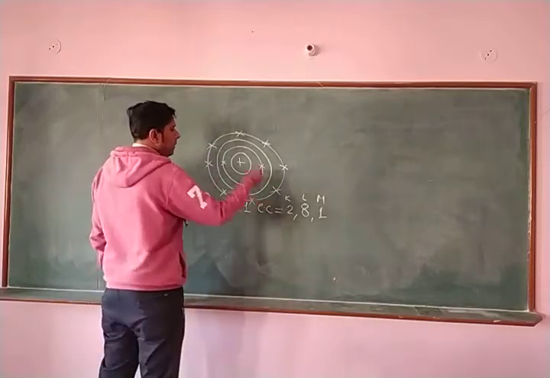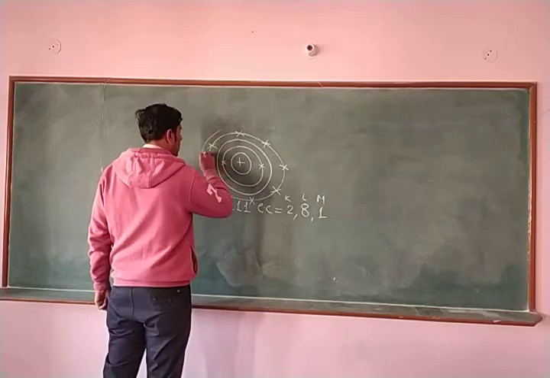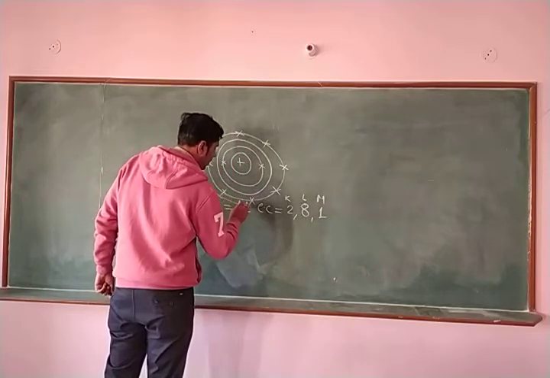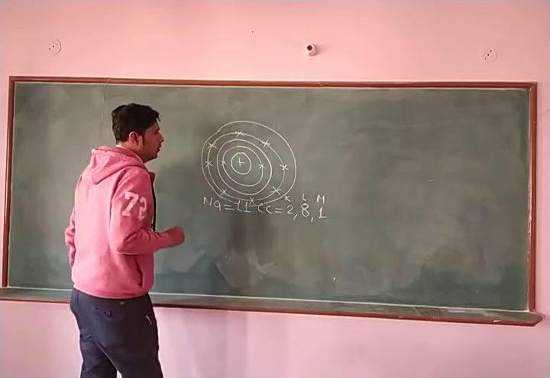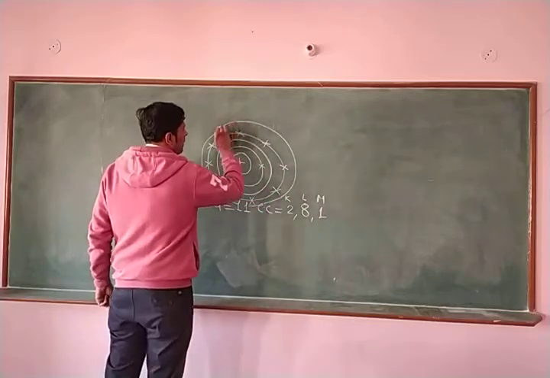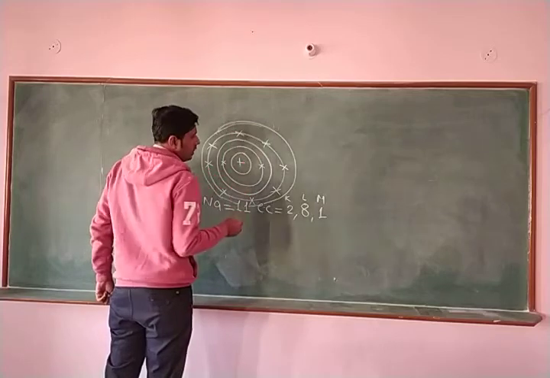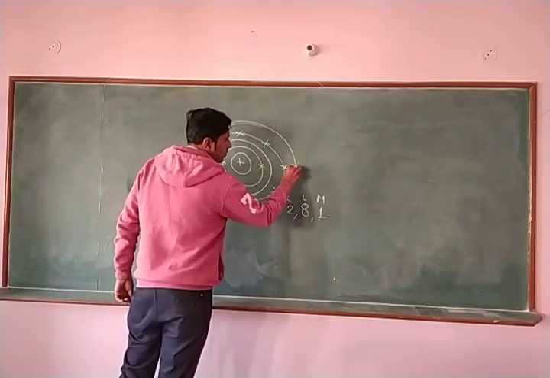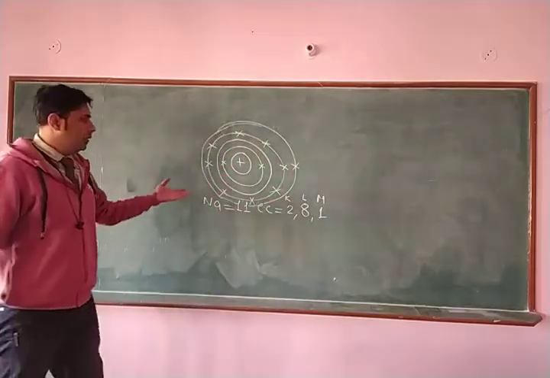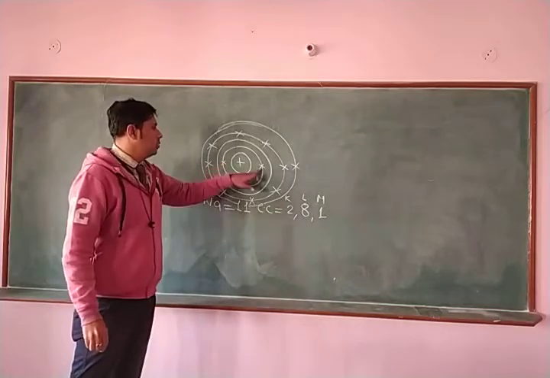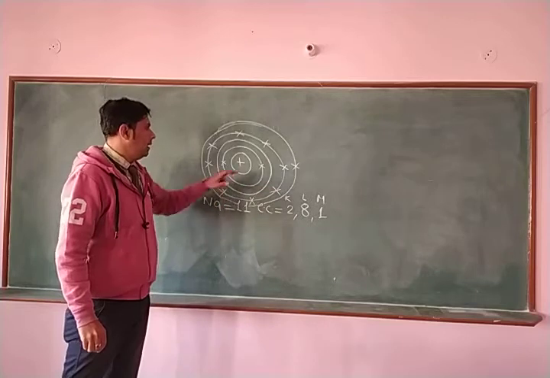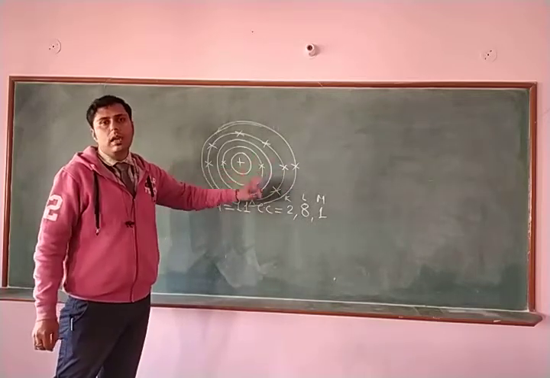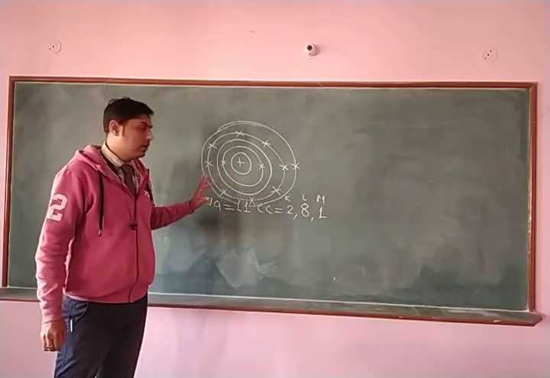Now I'll draw the M shell for sodium. The M shell has just 1 electron. So if you count the number of electrons, 1, 2, 3, 4, 5, 6, 7, 8, 9, 10 and 11. So sodium has 11 electrons in total.